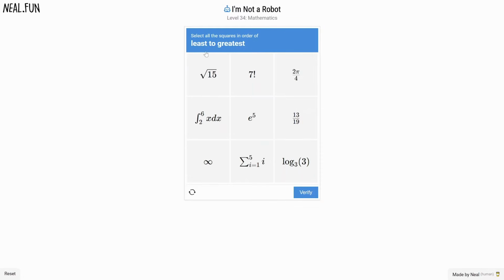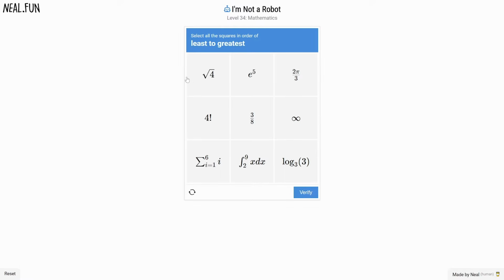Alright, so for this level we're gonna have to select the squares in the correct order from least to greatest. If you have different numbers, which will probably be the case, what you want to do is just calculate each of them and write them down. So let me show you how to calculate each of these numbers. And we're gonna do it using Google.